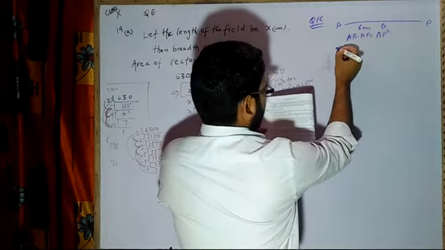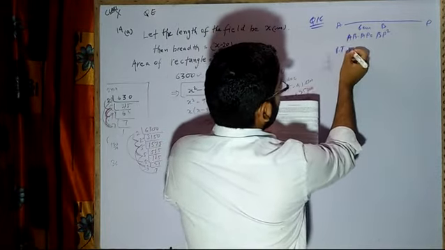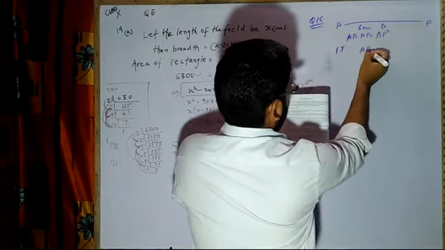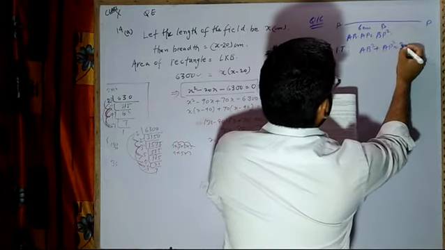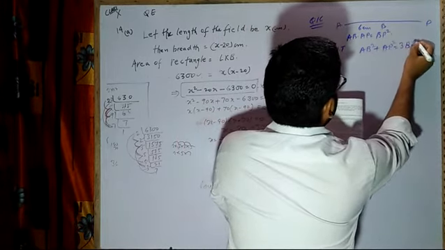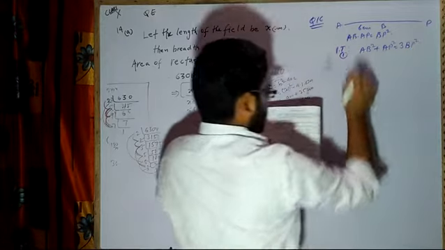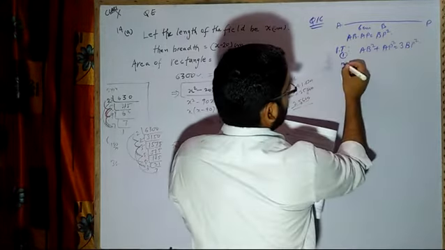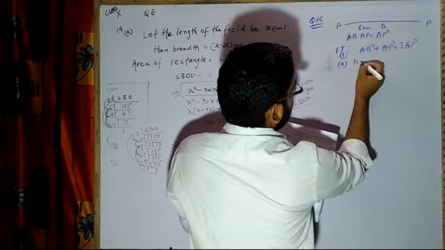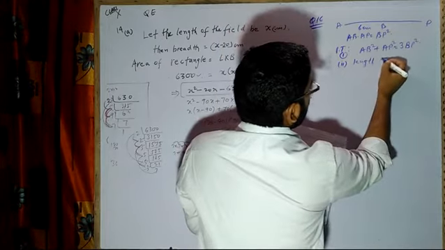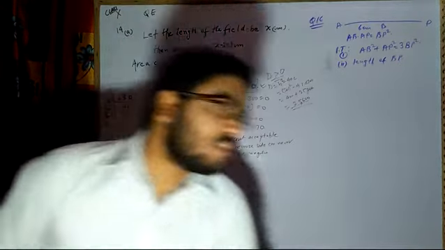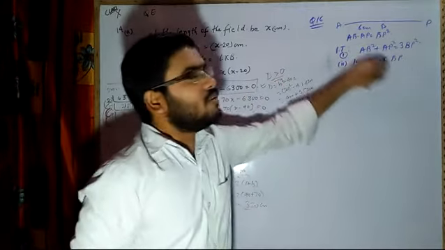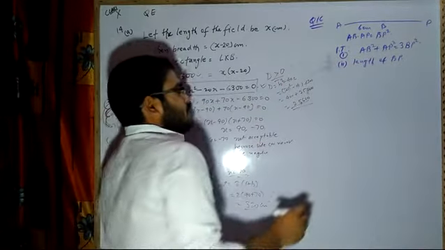Okay, now we have to prove that AB square plus AP square is equal to 3 times BP square. This is the first part of the question, and second, the length of BP we also have to find. So first of all, I would like to prove this, then only we will find the length of BP according to the question.